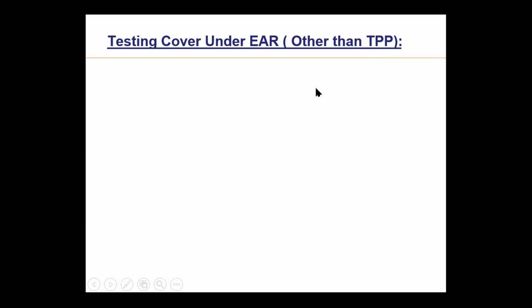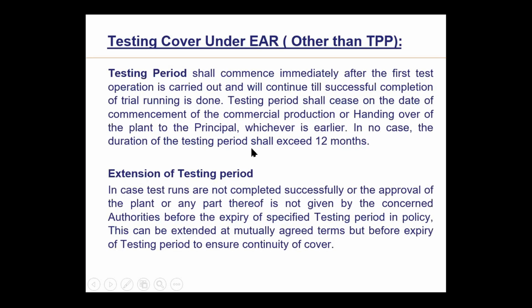Now, the testing shall commence immediately after the first test operation is carried out, and it continues till successful completion of the trial run is done. Simple. It commences from the first test trial when it is carried out, and it will continue till successful completion of testing is done. The testing period shall cease as on date of commencement of commercial operation. That means the moment you declare commercial production, your testing period is supposed to be over and the plant is supposed to be commissioned.